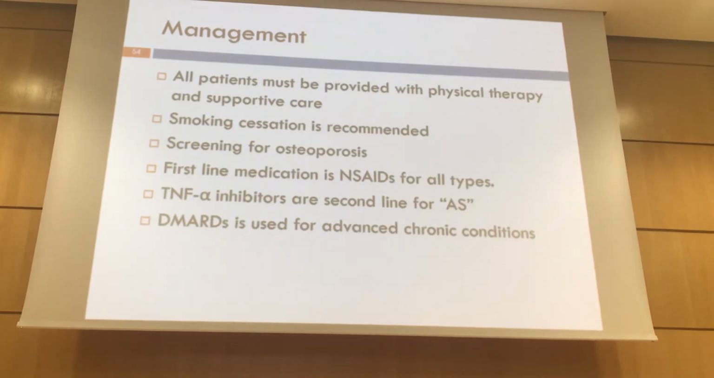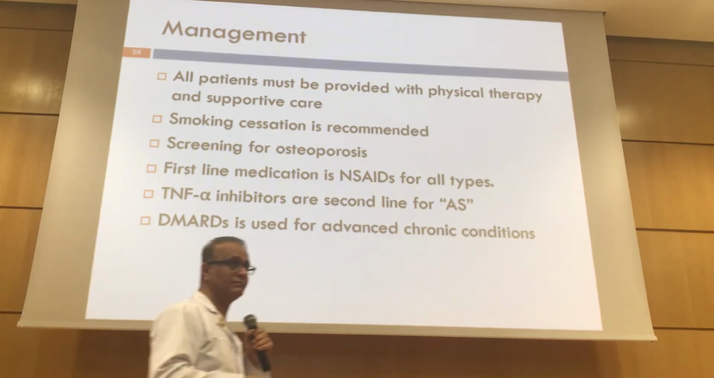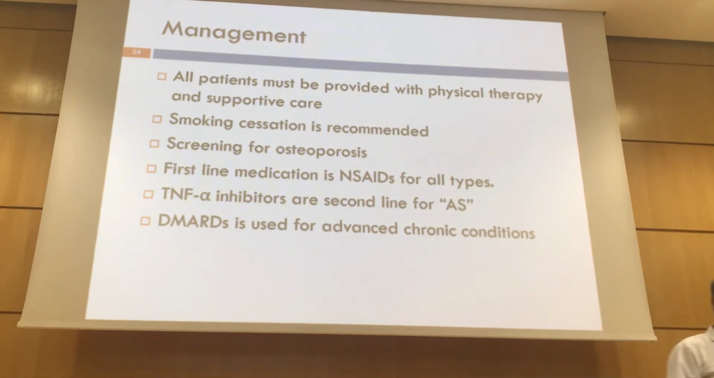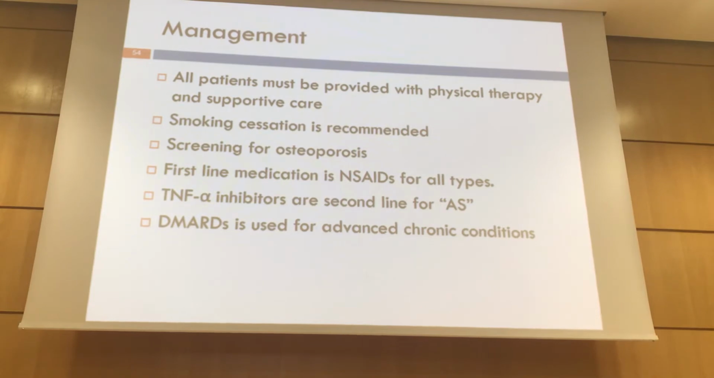How to manage a patient with spondyloarthritis? Treat the infection, what we have mentioned before. If there is infection, of course, it has to be treated, okay? Now you need to control the pain. Okay, all patients must be provided with physical therapy and support. Smoking cessation is always recommended. Screening for osteoporosis for some patients. Why? Because they are not going to mobilize very well. They are going to use steroids down the road. So screen for osteoporosis and give them calcium and vitamin D.